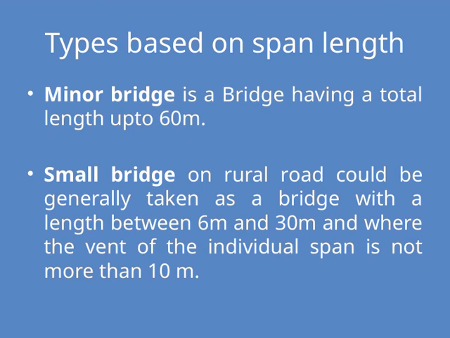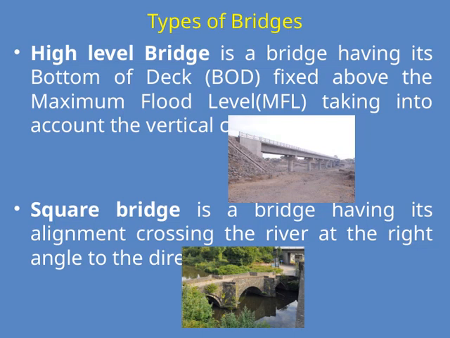Connecting this to our broader discussion, understanding these span length classifications helps us in choosing the right design and construction methods, ensuring safety, durability, and cost-effectiveness. So, recognizing whether a bridge falls into the minor or small category influences how we approach its planning, engineering, and construction. Let's take a closer look at some common types of bridges.